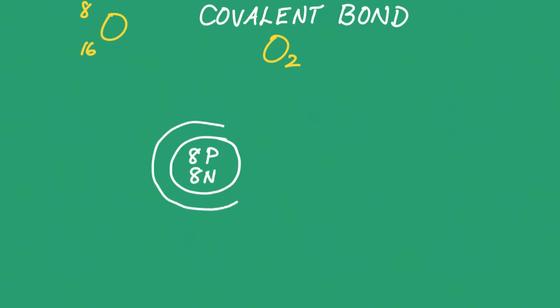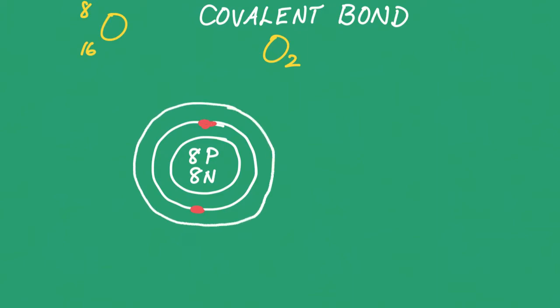So the first shell has 2 electrons. The second shell has 6 electrons. It needs 2 more electrons to complete its second shell. So when two oxygen atoms come really close together, they intersect each other, they can share 2 pairs of electrons.